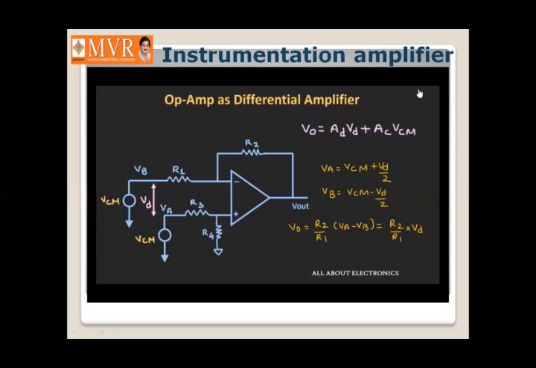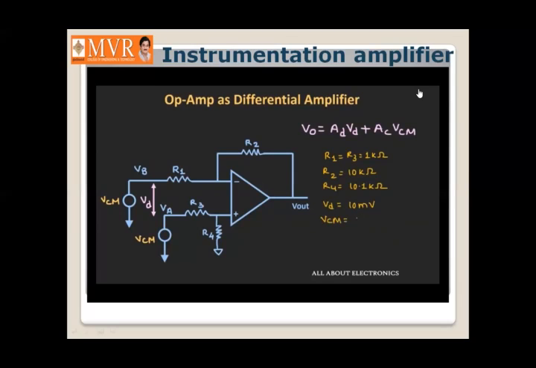So let us take some values of these resistors as well as the input voltages, and let us see how the mismatch between these resistor pairs can affect the output voltage. So here let us assume that the resistances R1 and R3 are 1 kilo ohm, while the resistor R2 is equal to 10 kilo ohm. And here we are assuming that there is a 1% error in this resistor R4. So instead of 10 kilo ohm, the value of R4 is equal to 10.1 kilo ohm. And the differential input to this differential amplifier is equal to 10 millivolt, while the common mode input is equal to 1 volt. So in this case, let us find out the output voltage of this differential amplifier.